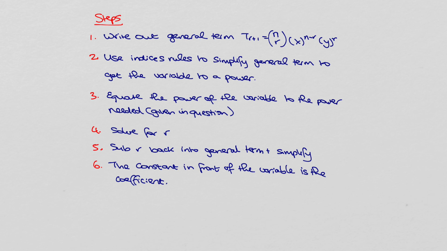So to summarise, we wrote out the general term. We used our indices rules to simplify, to separate out the constant from the variable. And we tidied up by getting one variable to one power. We then took that power and equated it to the power that we needed, which was given to us in the question, so x squared, so the power was 2. And then we solved for r. Once we knew r, we were able to sub back into the general term and simplify, and of course then the constant in front of the variable was the coefficient.